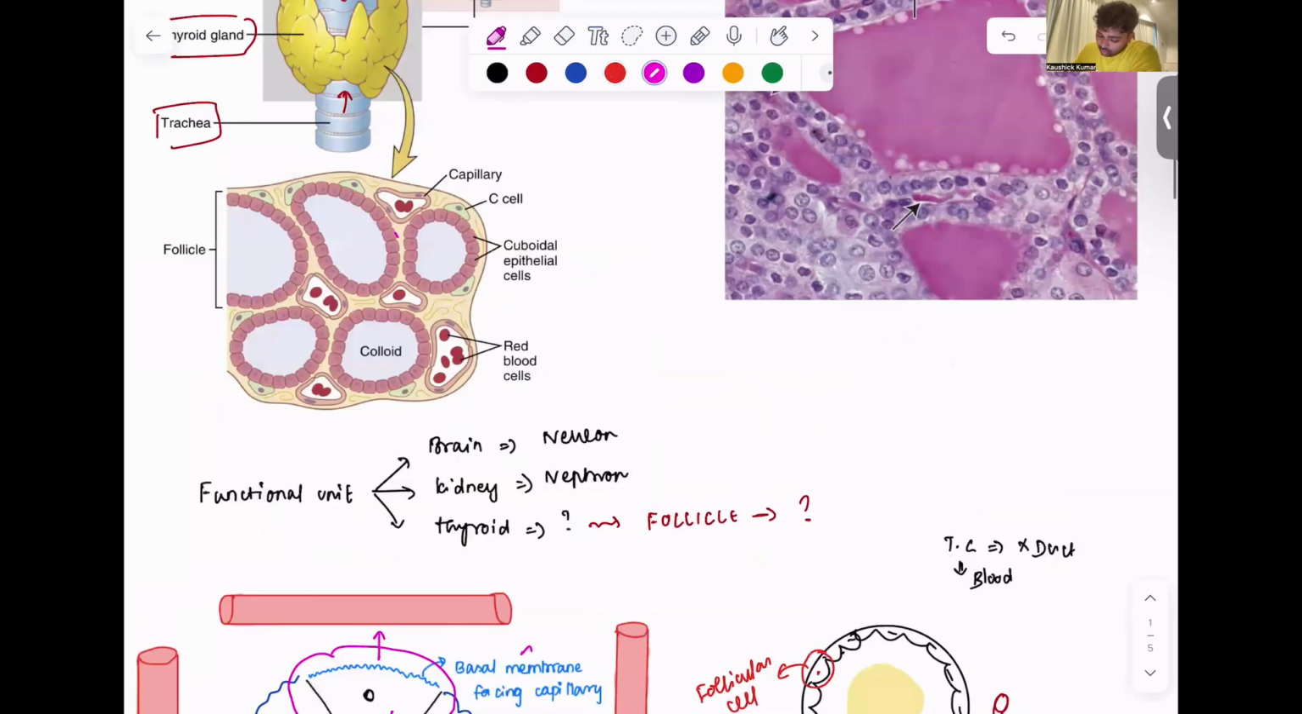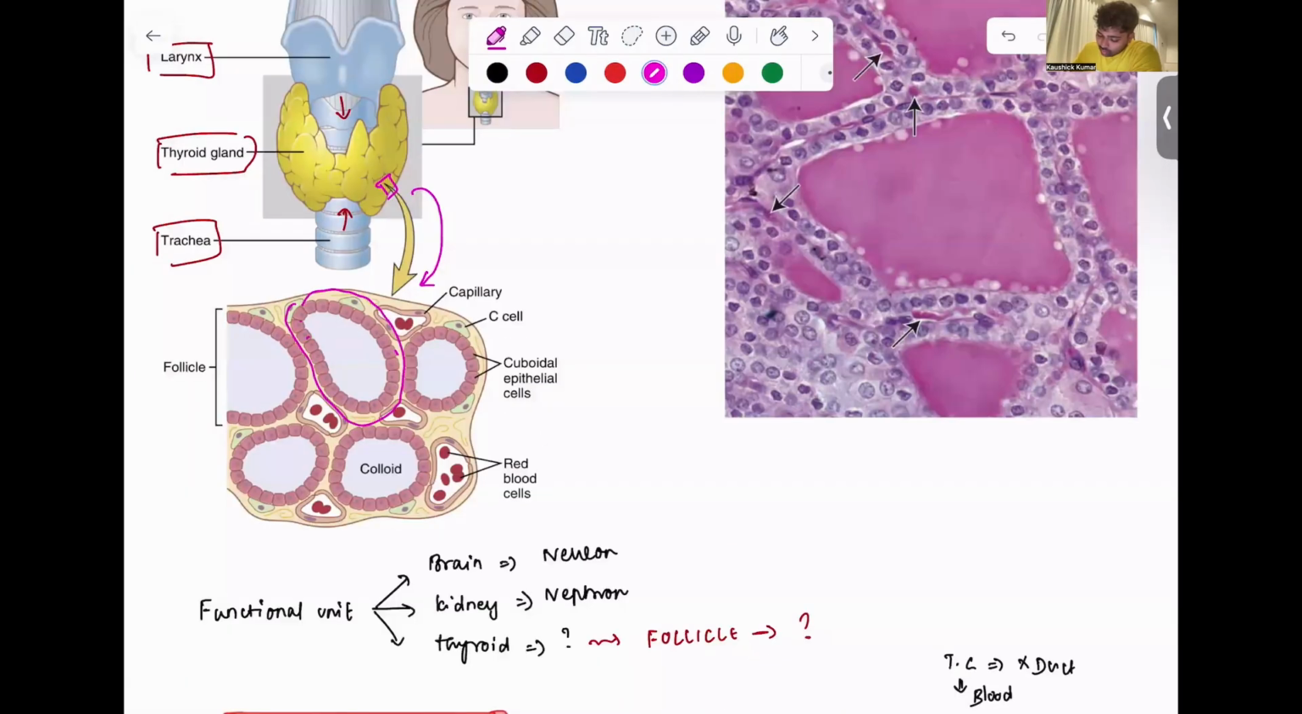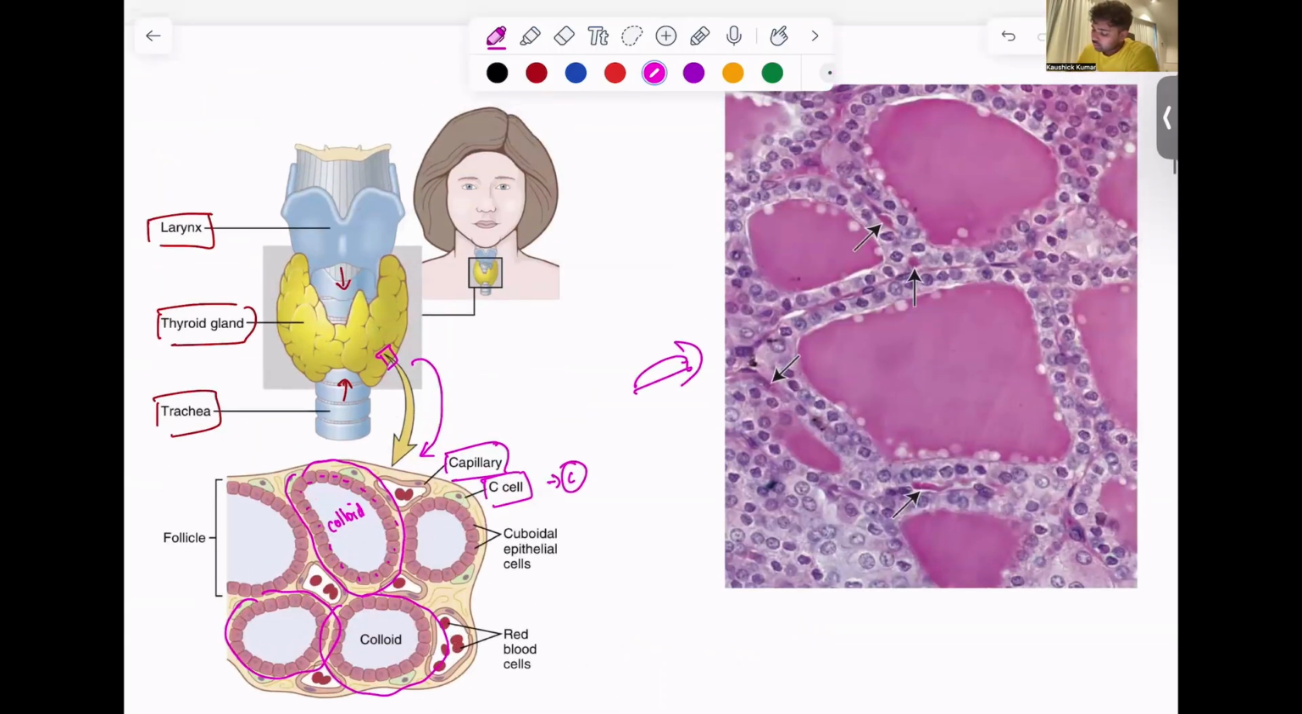You take a piece of thyroid, and if you look at it under the microscope, you'll see this image. This is a single follicle lined by follicular epithelium, and in its lumen it contains colloid. This is another follicle, and in between these follicles we can see capillaries. Then I talked about the C cell or parafollicular cell that secretes calcitonin.